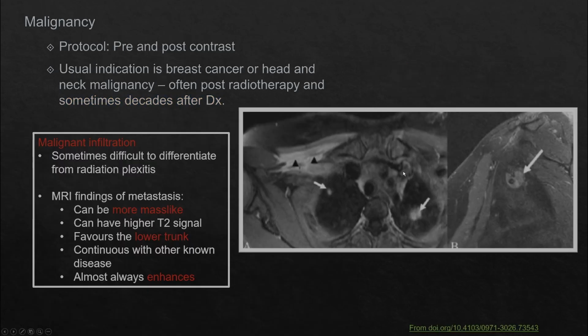However, malignant infiltration of the plexus can still be difficult to differentiate from radiation disease. It can be more mass-like and can have a higher T2 signal than radiation plexopathy. It tends to favour the lower trunk, as in our previous case, and sometimes, most helpfully, it can be contiguous with other known disease, for example in the lung apex, or any adjacent involved lymph nodes, and it always enhances to some degree.